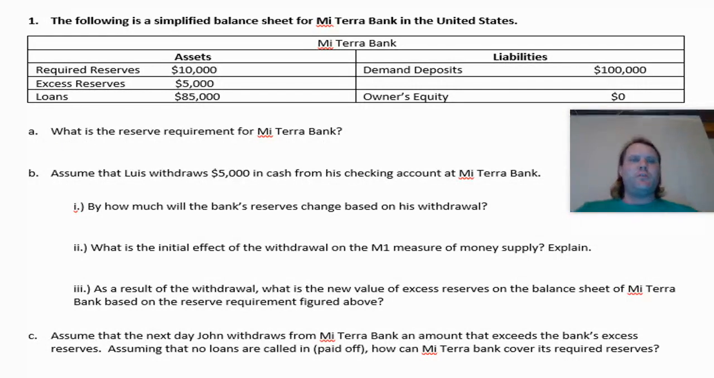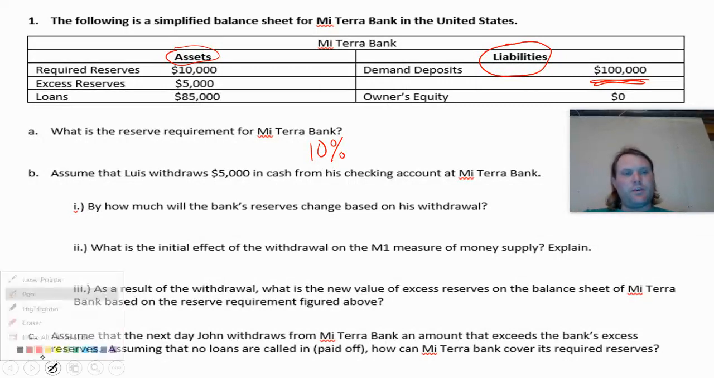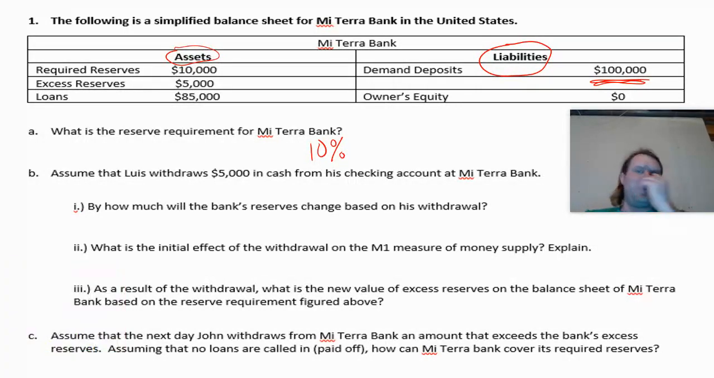So we're going to start off here with our reserve requirement for Terra Bank, which is not given to us. What we do know is, though, that this and this have to equal each other. So we know that it equals 100,000, and we know that our required reserves are 10,000. So we know that 10,000 is 10% of 100,000, which is a 10% rate. Now, Lewis here is going to withdraw $9,500. Or I'm sorry, $500. I got my 95 mixed up.